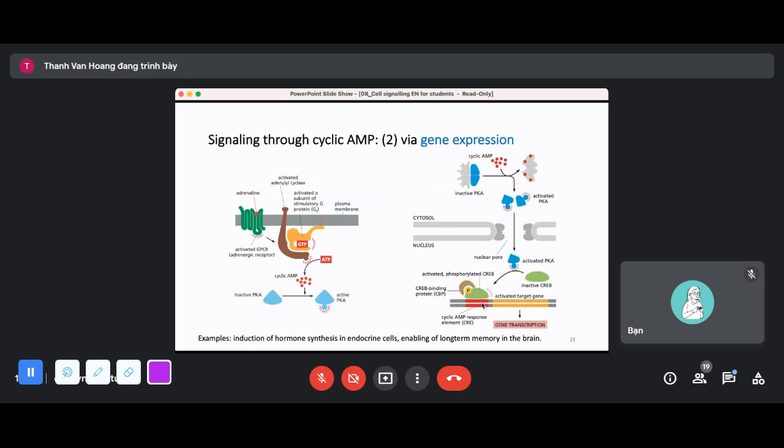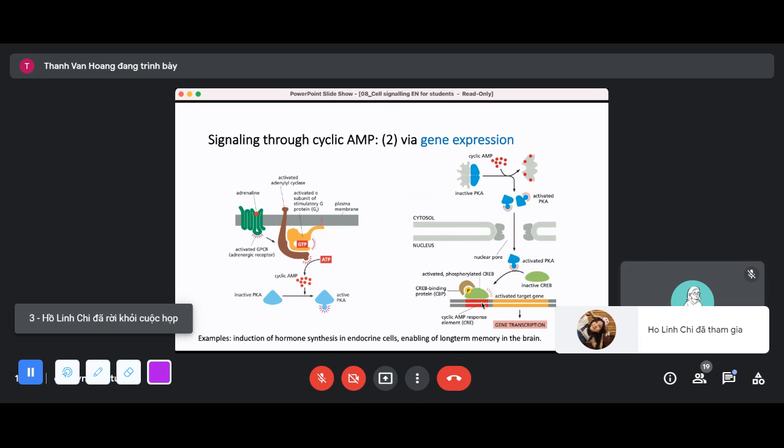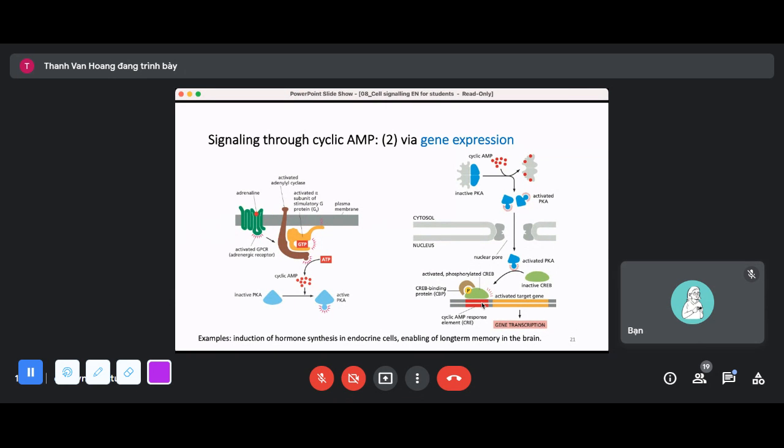Do you have any questions about the signaling through cyclic AMP of this part? Can you re-explain the signaling through cyclic AMP for me?